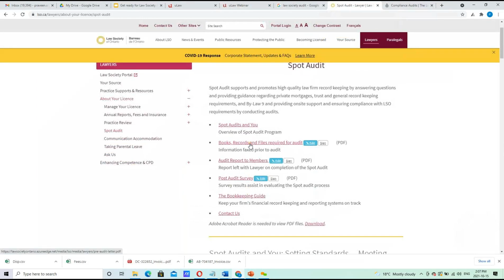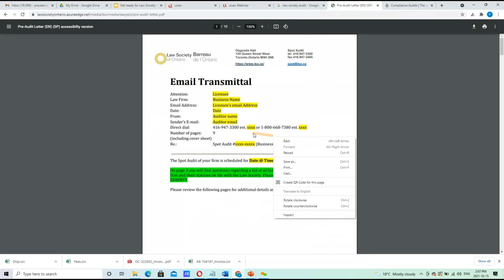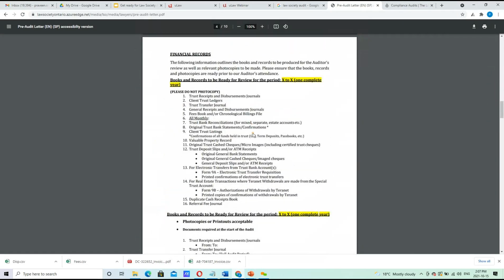We've also looked at the books, records, and files that are required. Again, this is not a surprise because law societies give you this information well ahead of time. So the act of being caught by surprise would not hold because this information is already available, and as part of your education, what we hope is that you have enough clarity on what you would be expected to provide when that day comes when you do get audited. Okay? And this is a very comprehensive document.